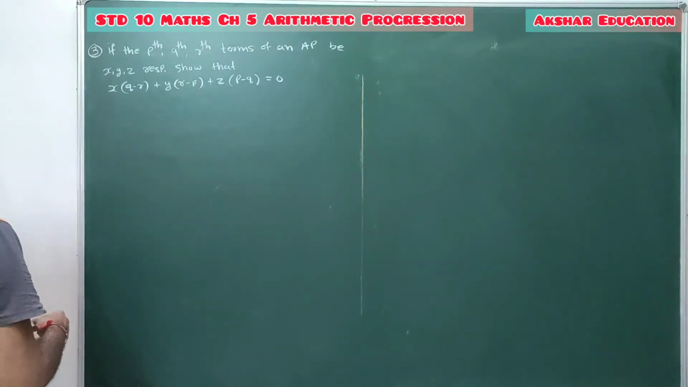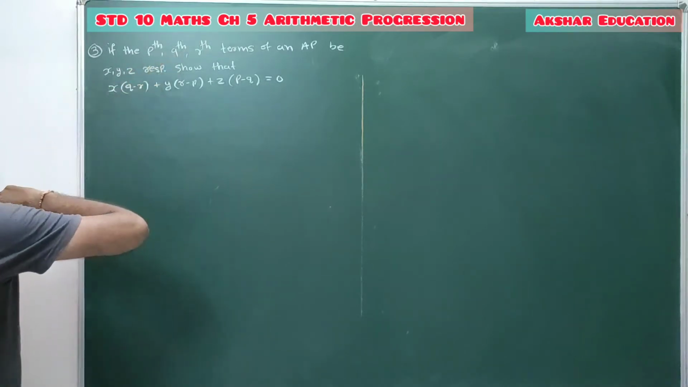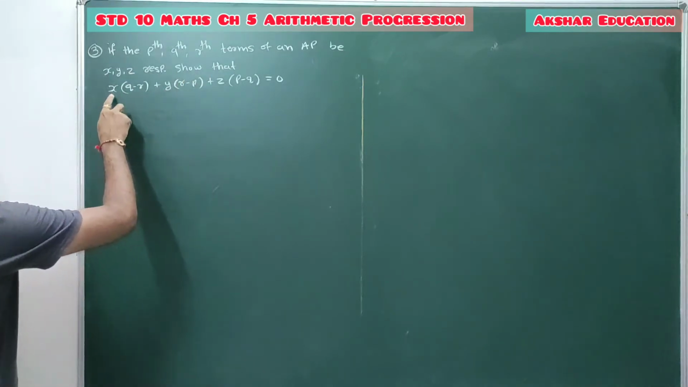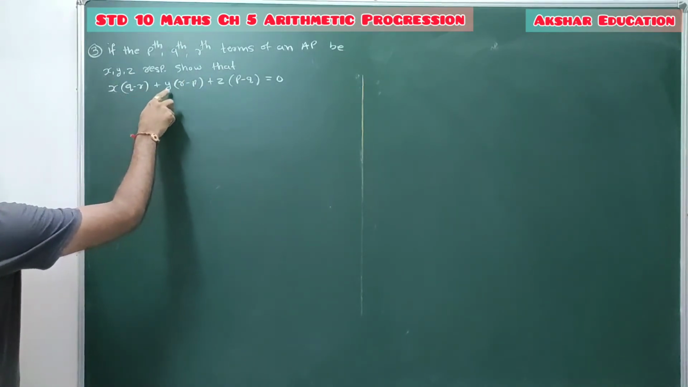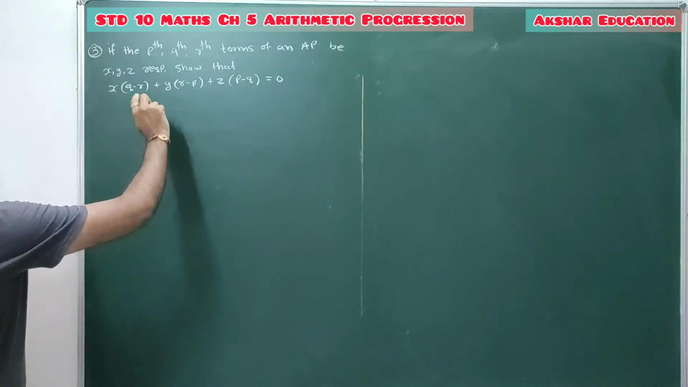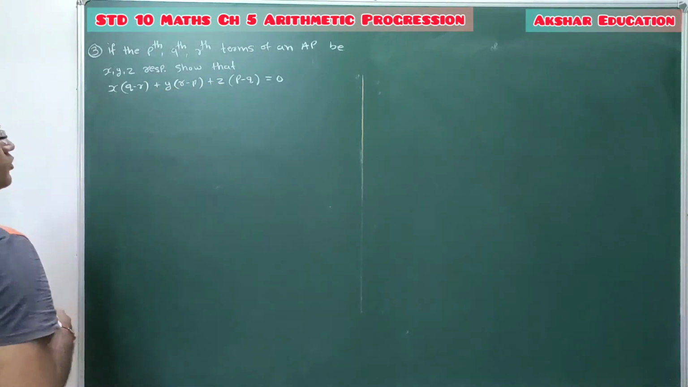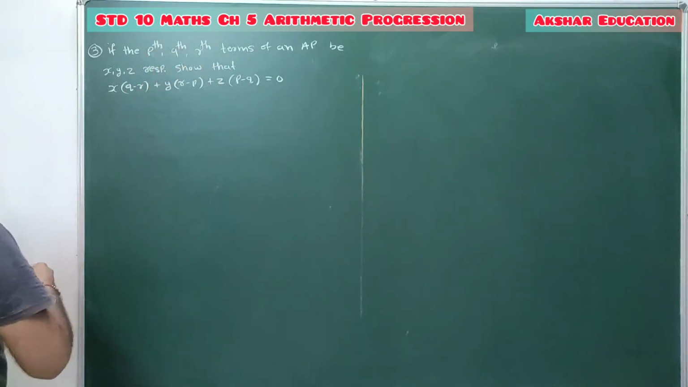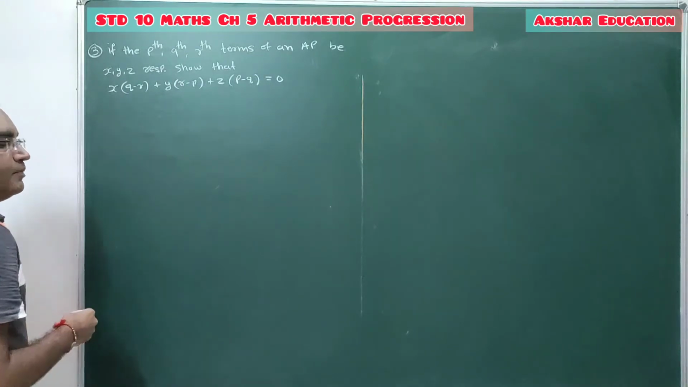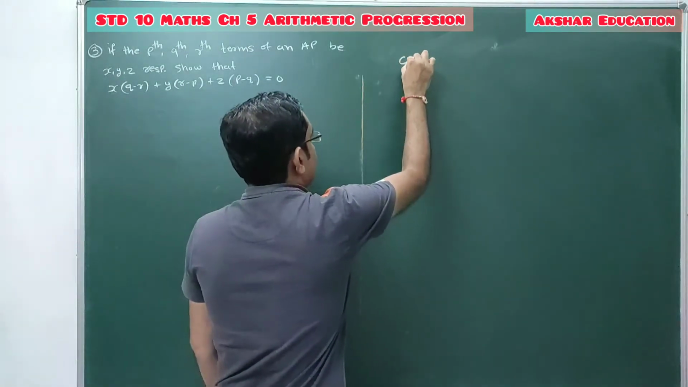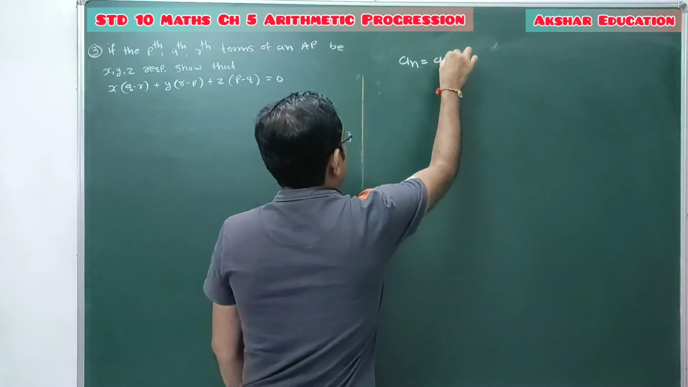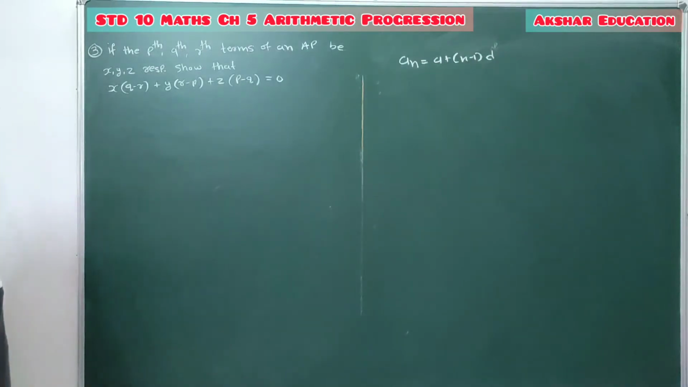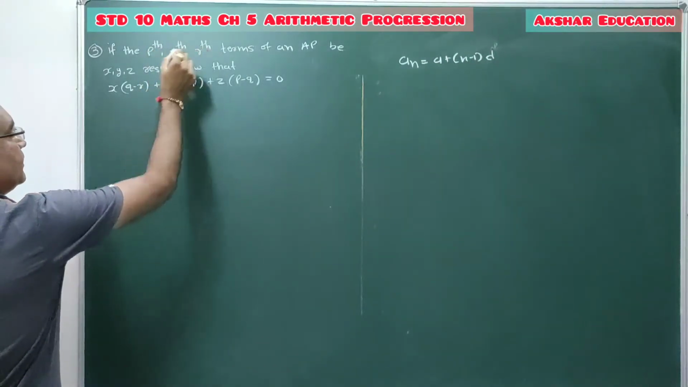Now question number 3. If the pth, qth and rth terms of an AP are x, y, z respectively, then show that x into (q minus r) plus y into (r minus p) plus z into (p minus q) equals 0. Here you are given the pth, qth and rth terms. We know the formula for the nth term of an AP: the nth term is a plus (n minus 1) into d.